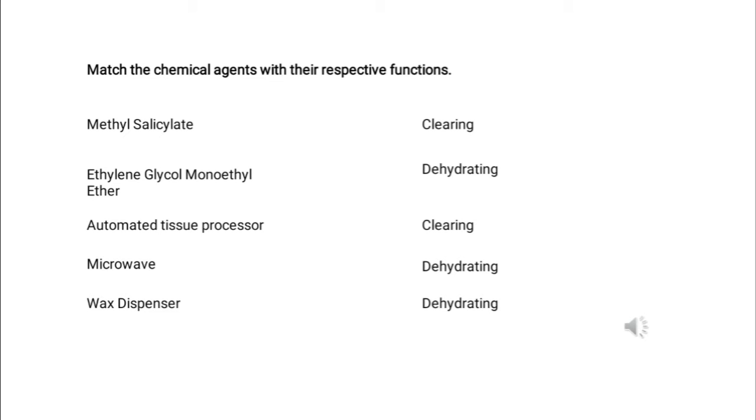The first question is you have to match the chemical agents with their respective functions. So these are the correct answers. For methyl salicylate, it is clearing. Ethylene glycol monoethyl ether is for dehydration. Automated tissue processor is used for clearing. Microwave is used for dehydrating. And wax dispenser is also used for dehydrating.